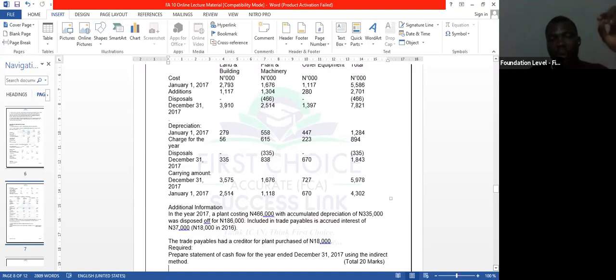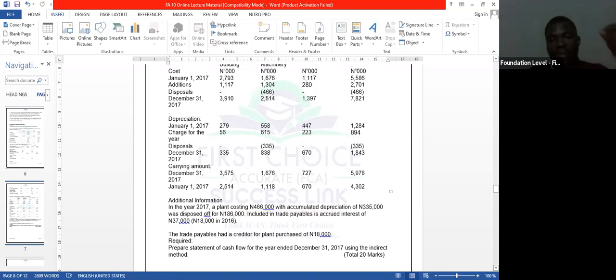So we are required to prepare the cash flow statement for the year ended December 31st, 2017, using the indirect method. Like I said, the question requires you to use the indirect method, but we are going to use both the direct method and the indirect method so that we can see the difference between the two. Before we kickstart this solution, I want to explain again that any item that does not involve movement of cash will not be recorded in our cash flow statement.